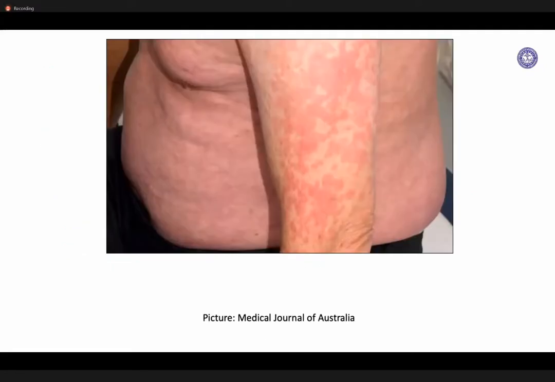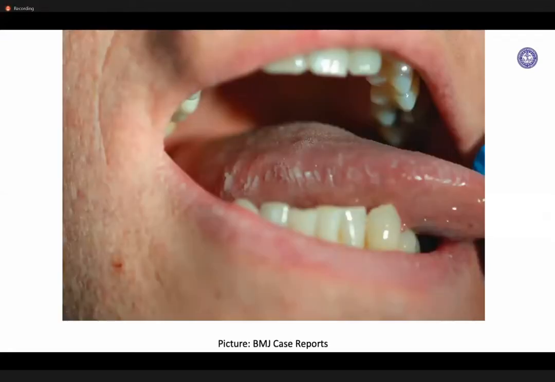So this is the rash of the seroconversion illness or primary HIV infection. You can see it's an erythematous maculopapular rash. And this is oral hairy leukoplakia. On the lateral border of the tongue, you can see that whitish, corrugated, linear appearance. Oral hairy leukoplakia is a fairly specific finding due to a certain human herpes virus.